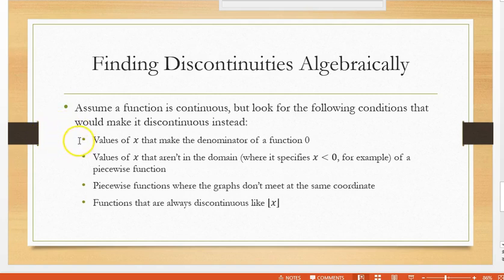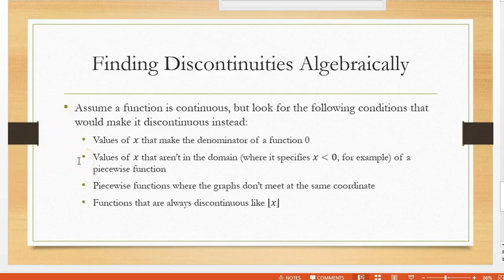The first bullet is, are there any values of x that make the denominator of a function 0? So if you have a fraction, check to see if there's any answer for x that would make the function undefined. If so, that's where the discontinuity occurs.